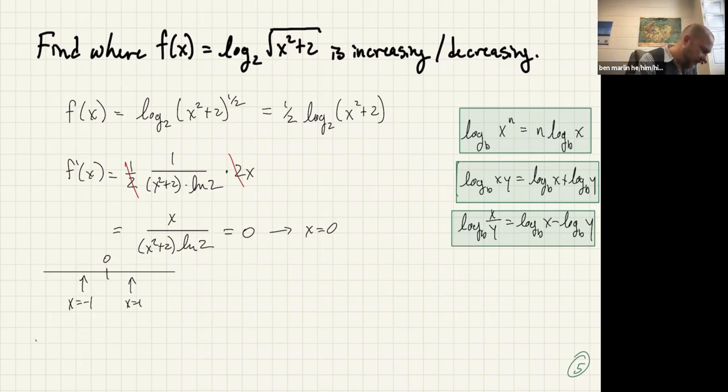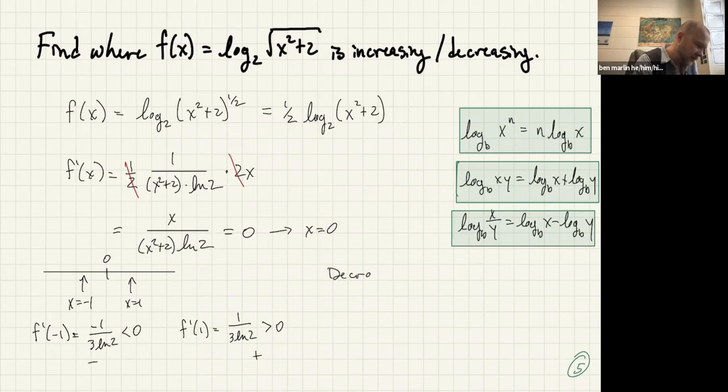So now you'll have to check and see that f prime of -1 is going to be equal to -1 over, -1 squared is 1, so you end up with a 3 ln2. So this is giving you something that's negative, so it's decreasing there. And then on the other part, the f prime of +1, you end up with 1 over 3 ln2, and that is positive. So you've got something that is decreasing then increasing.